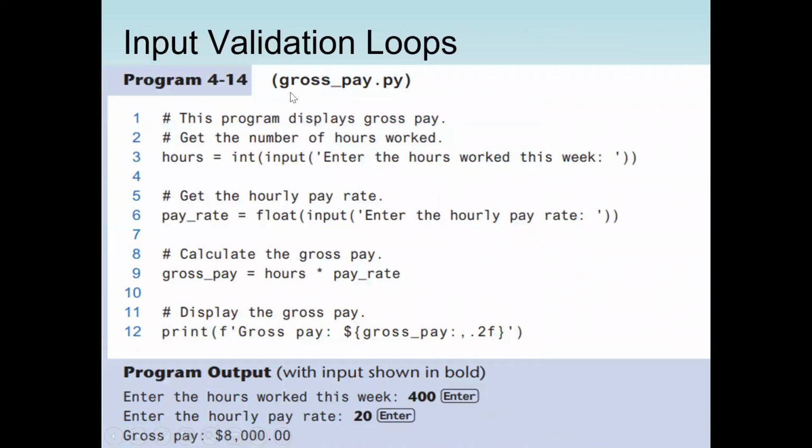Here we have a program to calculate the gross pay, the salary of an employee. First thing we are going to ask the user is to enter the number of hours he worked. So in line 2, we get the number of hours worked. We use the input function and instruct the user to enter the hours worked this week. Then we also get the hourly pay rate, using an input function.